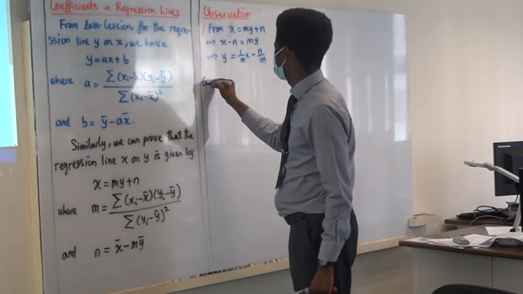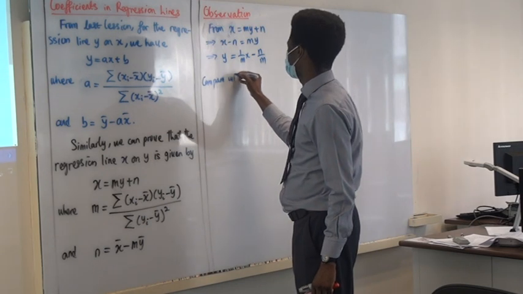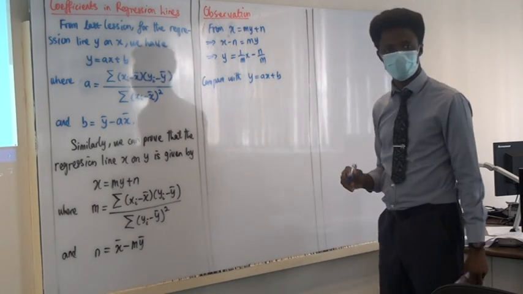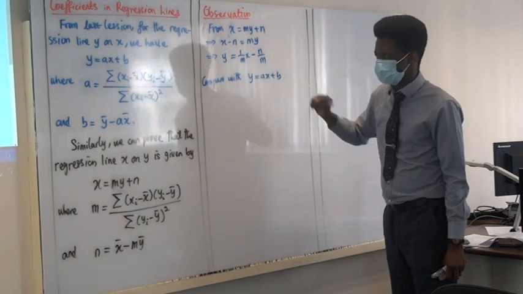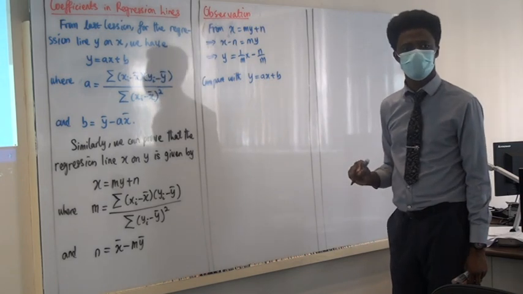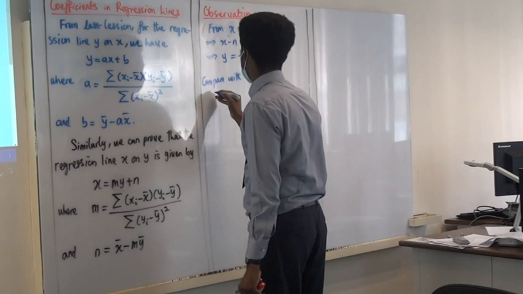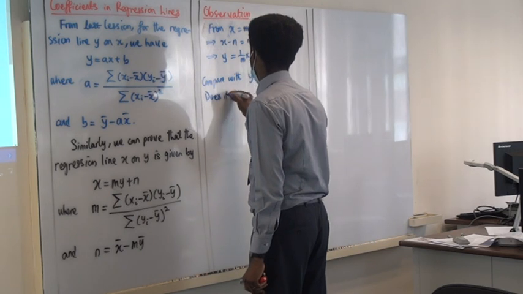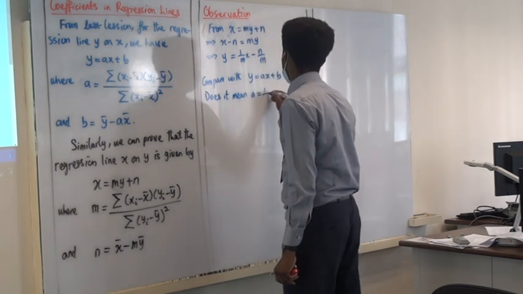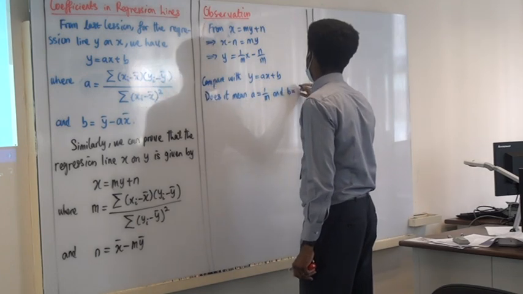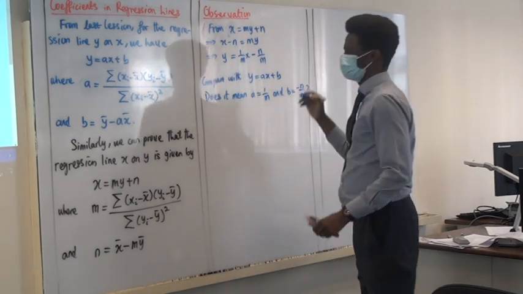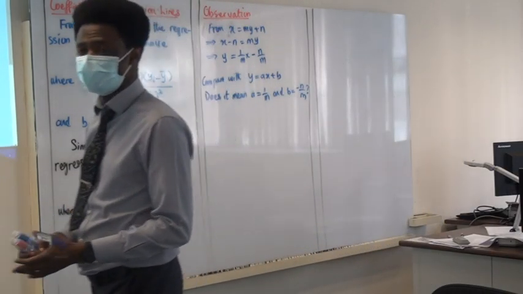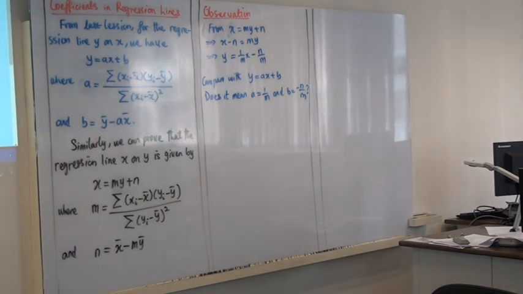Now, let's compare with y is equal to ax plus b. Does it mean a is equal to 1 over m? Compare with 1 over that. So my question, does it mean a equals 1 over m and b equals minus n over m? That's the question. Does it? Yes or no, you have to tell me with a proof. Beyond reasonable doubt.